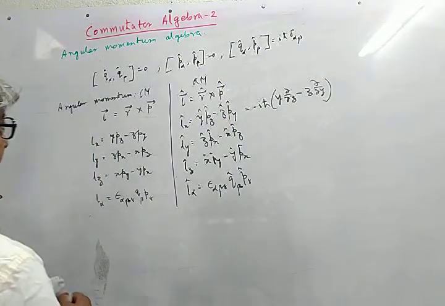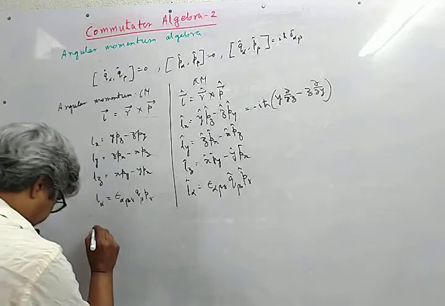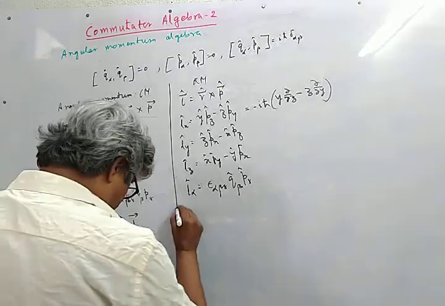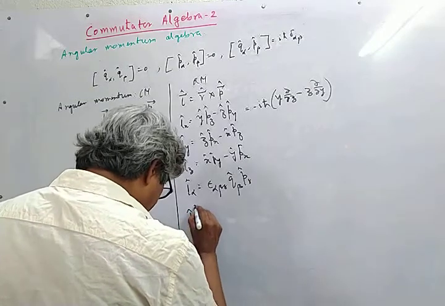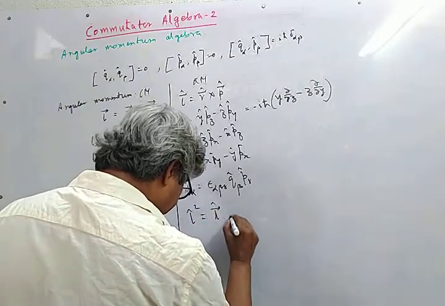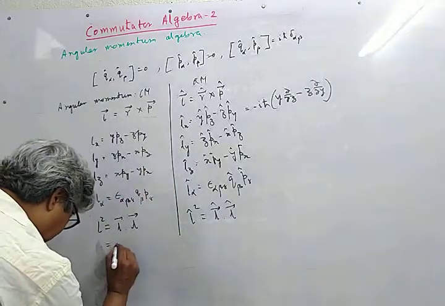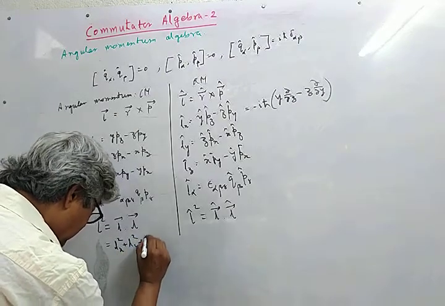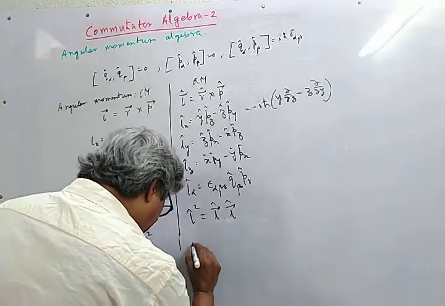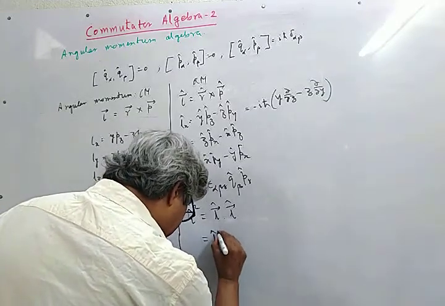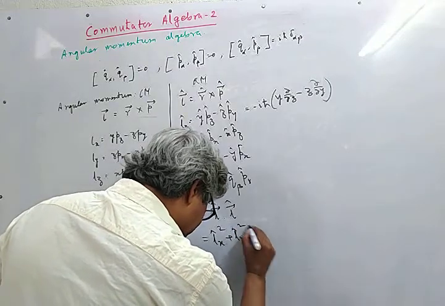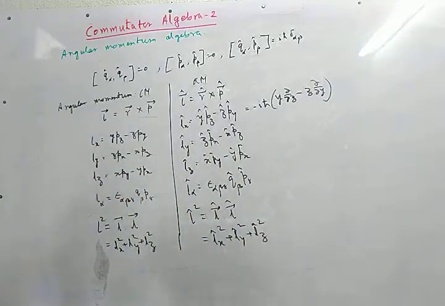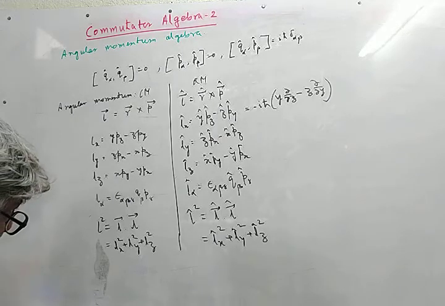First thing, we define the L square operator. The L square operator is defined as the vector L squared. In terms of Cartesian components, this becomes Lx operator square plus Ly operator square plus Lz operator square. So first, we want to see the commutator relations involving the angular momentum.